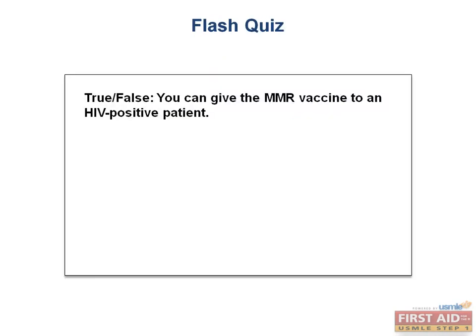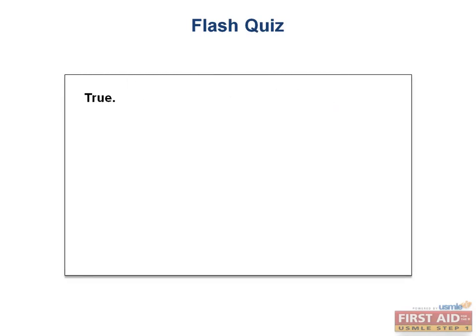Alright, let's do a flash quiz. Here's a true-false question. You can give the MMR vaccine to an HIV-positive patient. This is true. Remember, this is the only live vaccine you can give to an immunocompromised patient. The reason the vaccine is recommended is because of the measles component in the MMR mnemonic. There are a significant number of measles cases in the USA, and the mortality rate from measles in these patients is extremely high. Thus, it's prudent to vaccinate these patients.